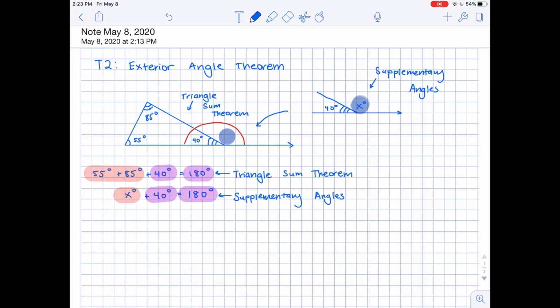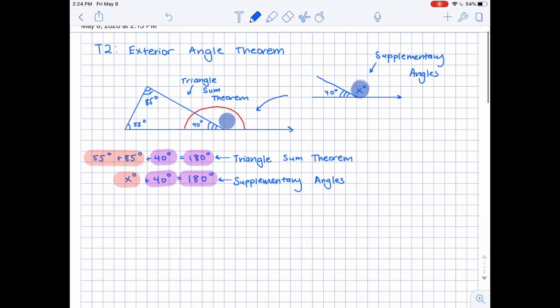So, 40 degrees plus 55 plus 85 equals 180. Okay. So we know that if we add these together, we get 140 degrees, plus 40 degrees equals 180 degrees. So right away, this bottom part, what does x have to be? X has to be what? Same as the above. 140 degrees. Okay?